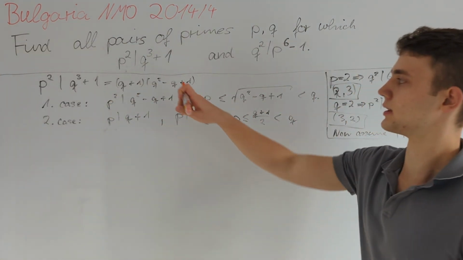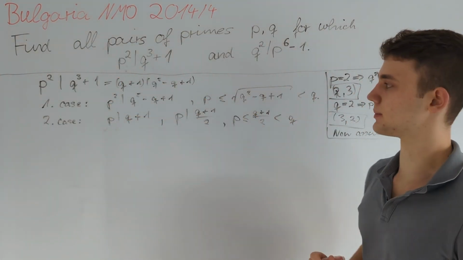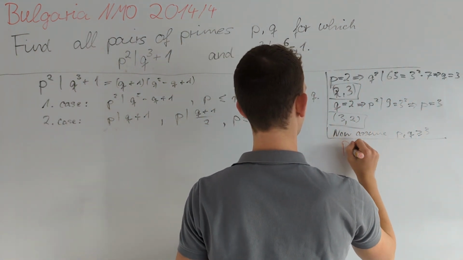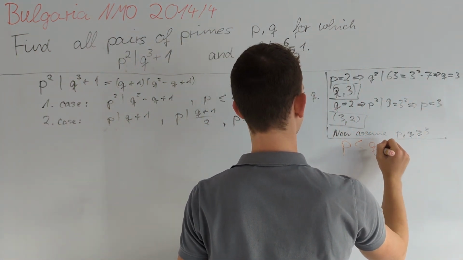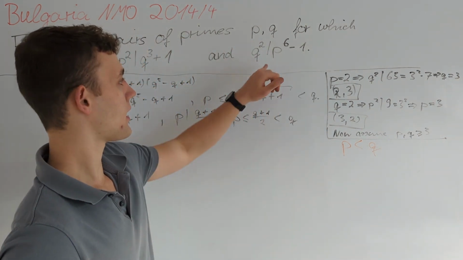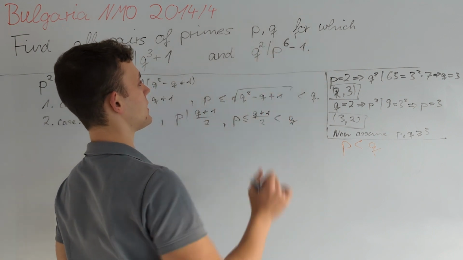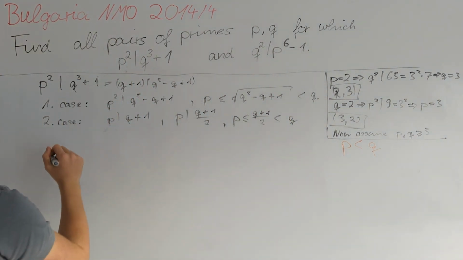So by our factorization and using the fact that p is a prime, we get out of that that p is less than q in any case. Now we would like to take a look at the second condition. Immediately we also see that p to the power of 6 minus 1 is factorizable.